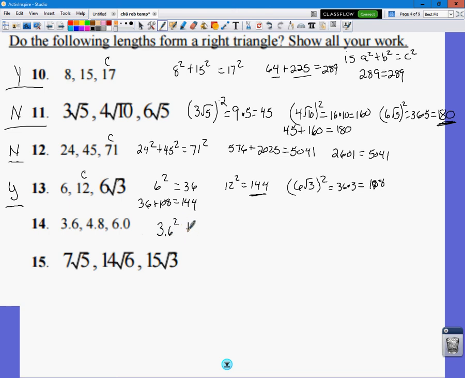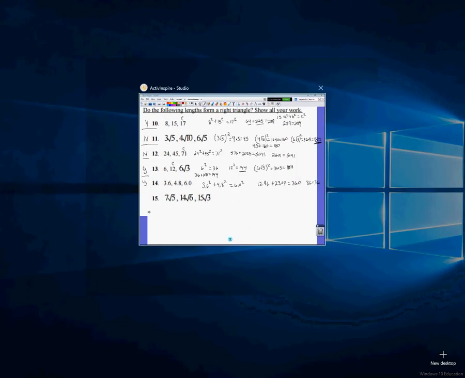3.6 squared plus 4.8 squared is equal to 6.0 squared. 3.6 squared is 12.96. 4.8 squared is 23.04. And we're going to check to see if that's equal to 36.0. When I add 12.96 and 23.04, I do get 36 equals 36. So the answer to this one is yes, it is a right triangle.